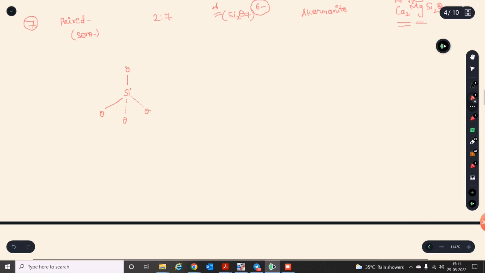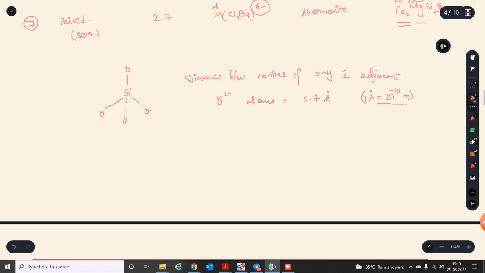Distance between the centers of any two adjacent O2 minus atoms is 2.7 angstrom. So what is angstrom equivalent to in meters? One angstrom is 10 to the power, anyone? Minus 10. Yes, 10 to the power minus 10 meters.